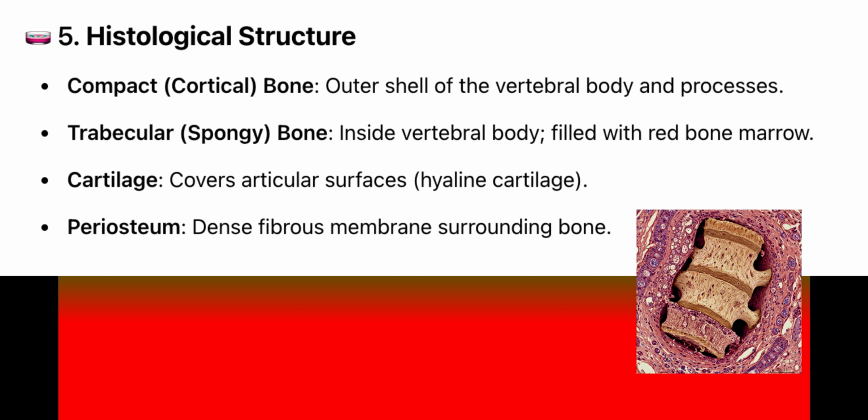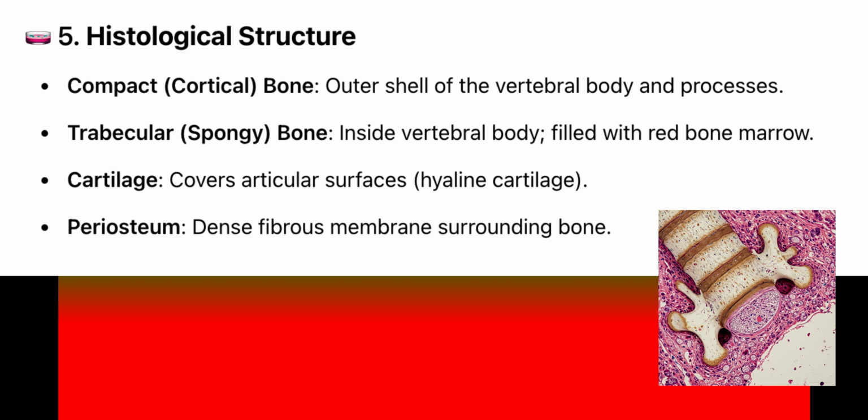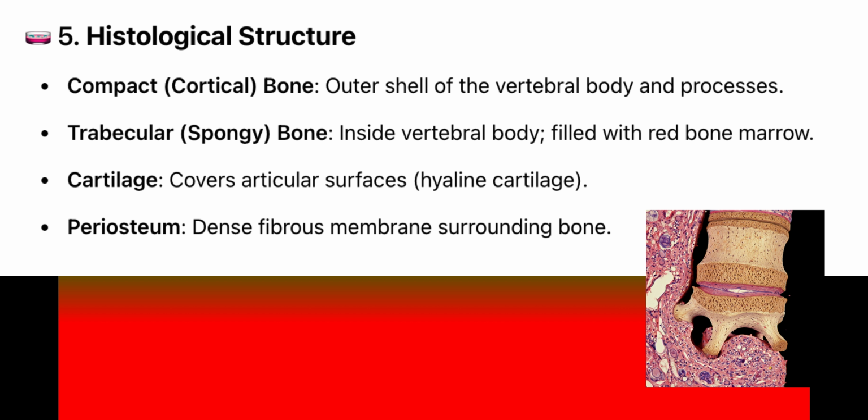5. Histological structure. Compact cortical bone: outer shell of the vertebral body and processes. Trabecular, spongy bone: inside the vertebral body, filled with red bone marrow. Cartilage: covers articular surfaces, hyaline cartilage. Periosteum: dense fibrous membrane surrounding bone.